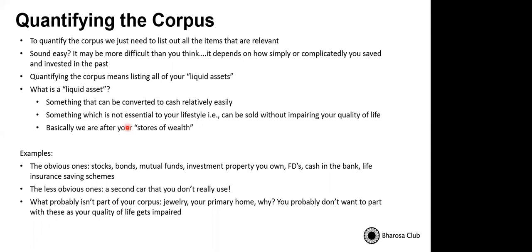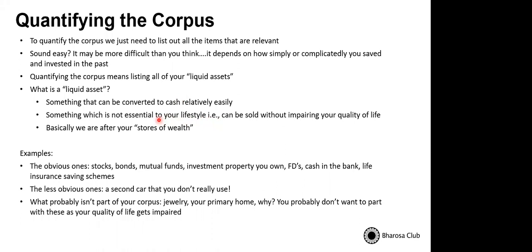So what do we care about in terms of the corpus? We want to list all of your liquid assets. So what does that mean? It means it's something that you can convert to cash relatively easily. And it means something, therefore, which is not essential to your lifestyle. It can be sold without impairing your quality of life.